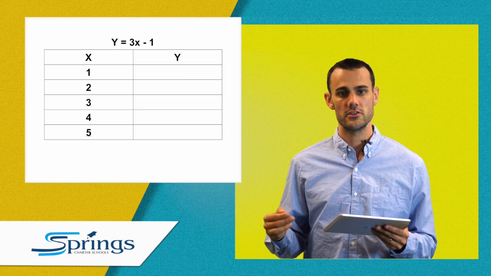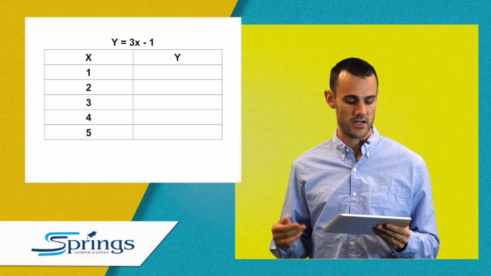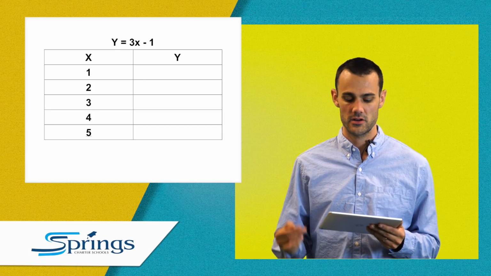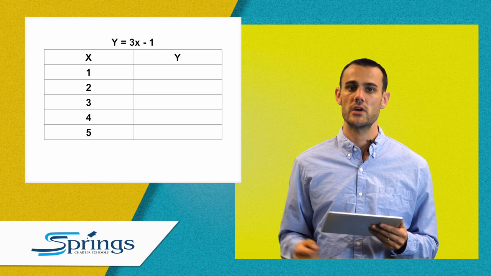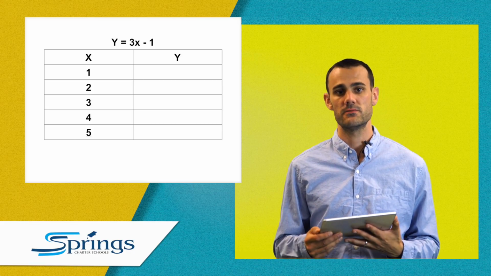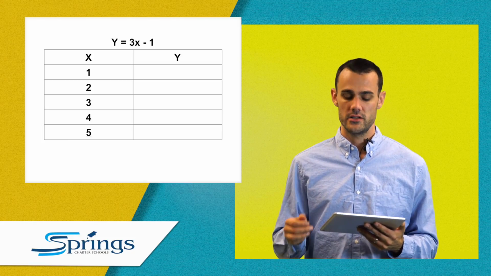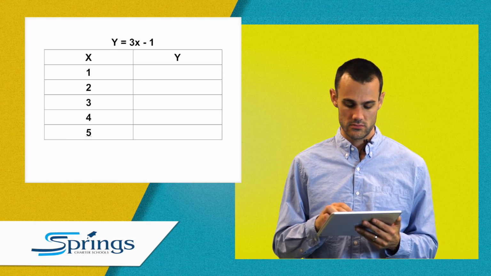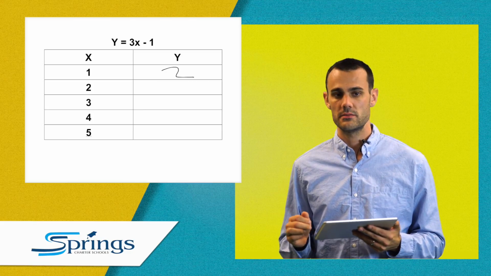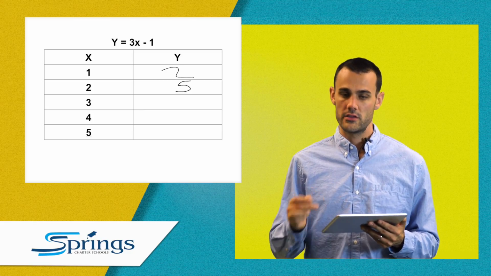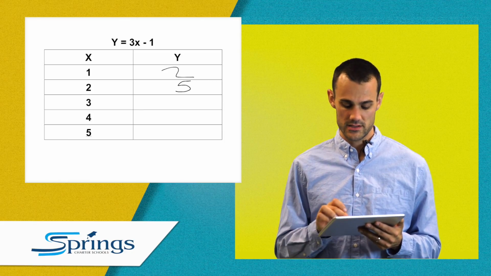And again, just so you know, we're inserting the value of x we're given here. I got 1, 2, 3, 4, and 5. We're going to insert for the value of x, multiply by 3, and then subtract 1, because those are the operations that this function is asking us to perform. So 1 times 3 is 3, minus 1 is 2. And 2 times 3 is 6, minus 1 is 5. 3 times 3 is 9, minus 1 is 8.